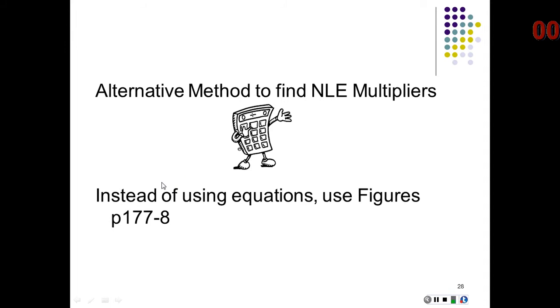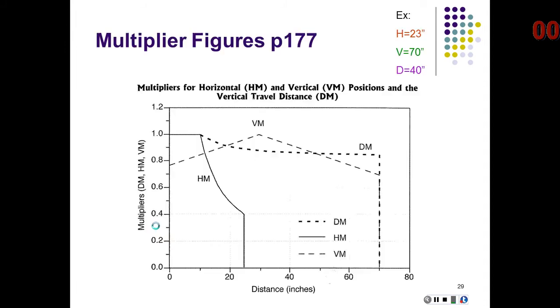For this part, finding the NLE multipliers instead of using the equations, we're going to use figures on pages 177 to 178 of your Kodak book. For the first three multipliers, we're going to use this figure on page 177. This will give you three of the multipliers. Then we'll have another set of figures to find a frequency and asymmetry multiplier, one each, and then you'll still need a table for the coupling.